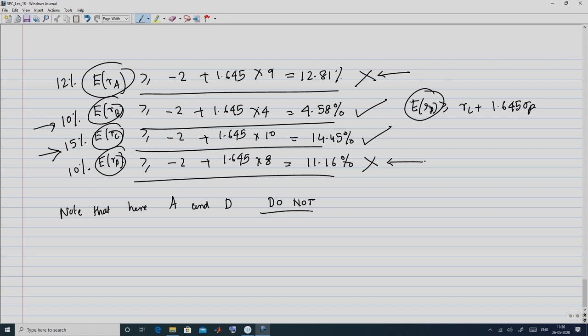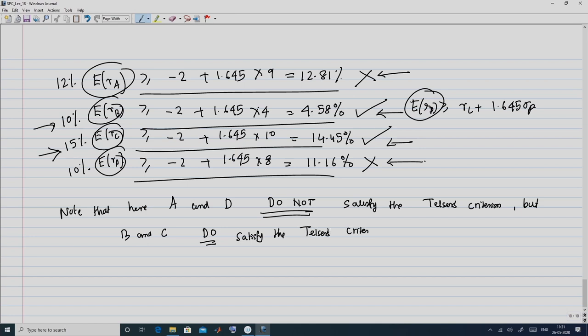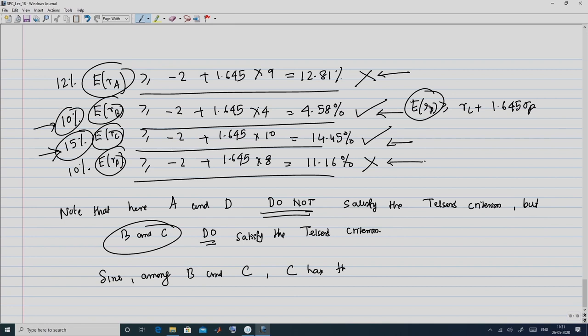So, accordingly, we state that A and D do not satisfy the Telser's criteria, but B and C do satisfy the Telser's criteria. So, now basically we have to choose one amongst B and C. Now, since among B and C, C has a 15% return which is higher than 10%, C has the highest, or in this case higher, expected return.